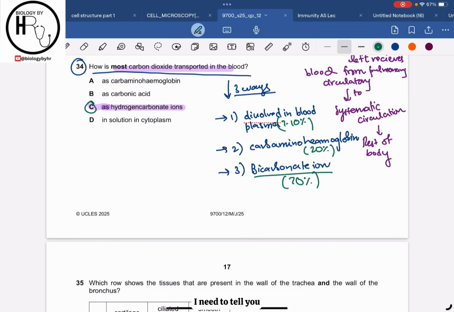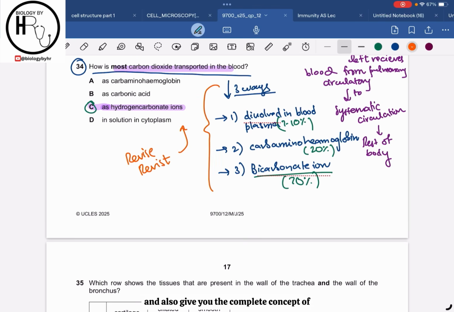Also, I need to tell you that whenever you are solving the MCQ paper, make sure that you revise and revisit your previous concepts as well. Like, my effort is always that I explain the question to you and also give you the rest of the concept, okay? So that is why I try my level best to explain the MCQ to you guys, so that if a similar question comes, for example if you are appearing in October November 2025, and a similar question comes, you should be able to answer that question, okay?